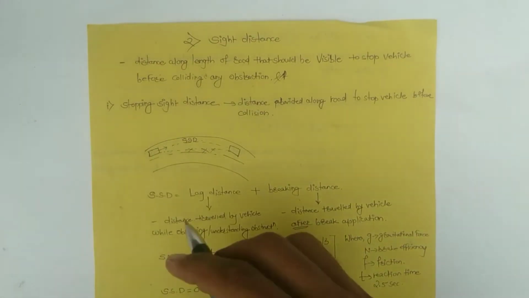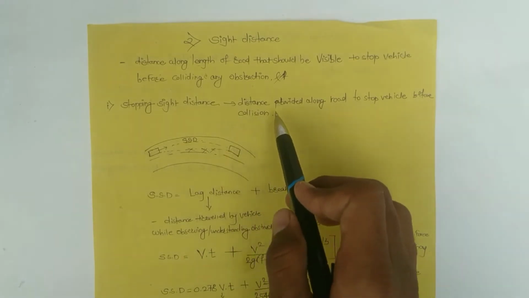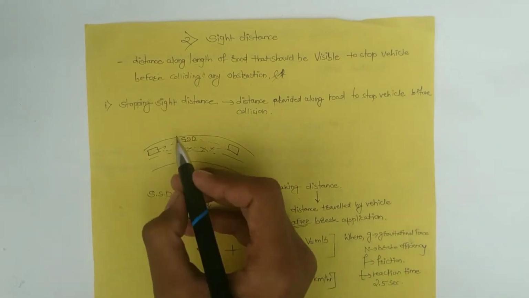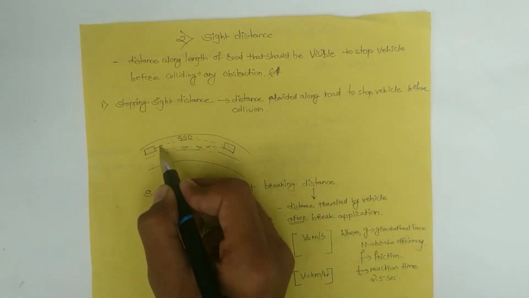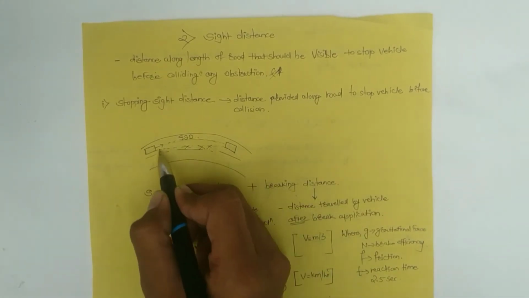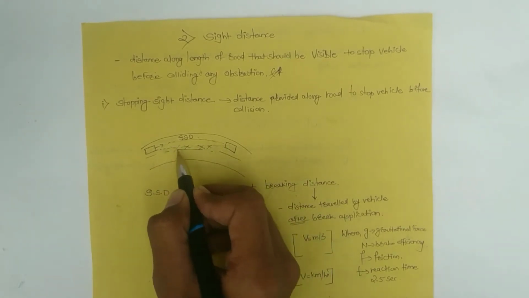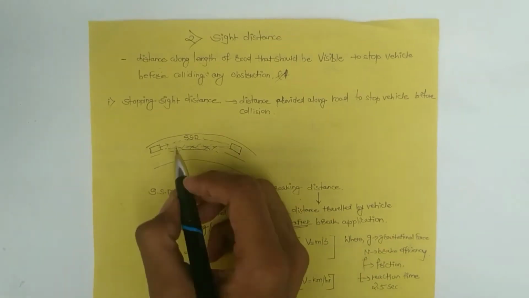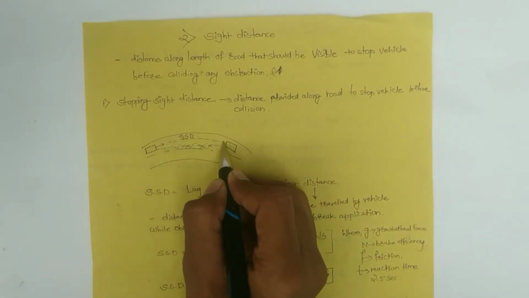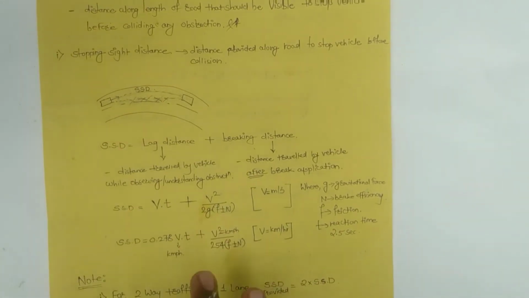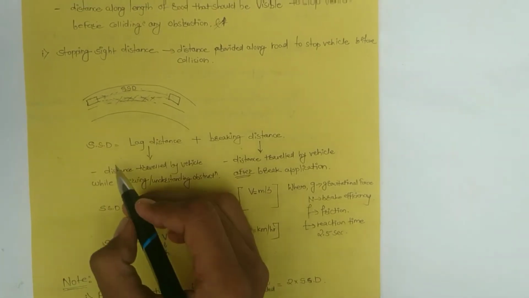Stopping sight distance is the distance provided along the length to stop the vehicle before collision. The distance is along the length of the road. This should not be the SSD. It is along, which means it is parallel to the alignment. Then how can we calculate stopping sight distance? There is a formula for the SSD.